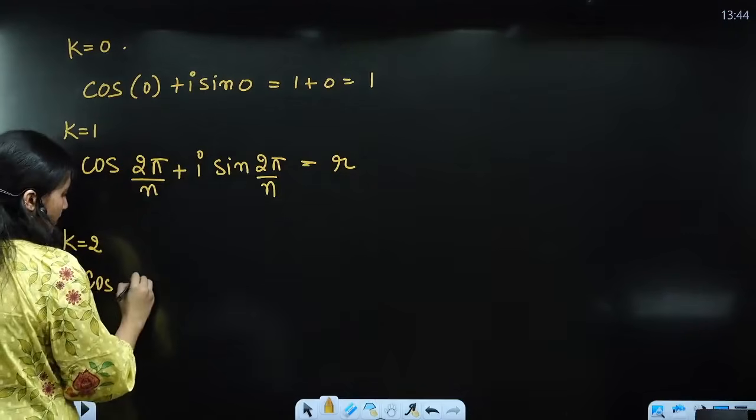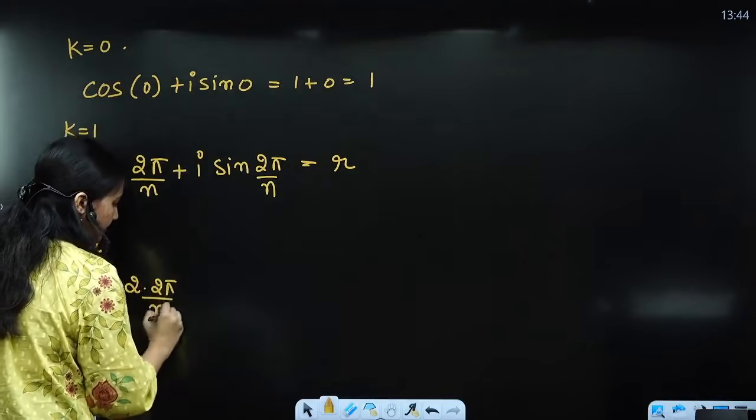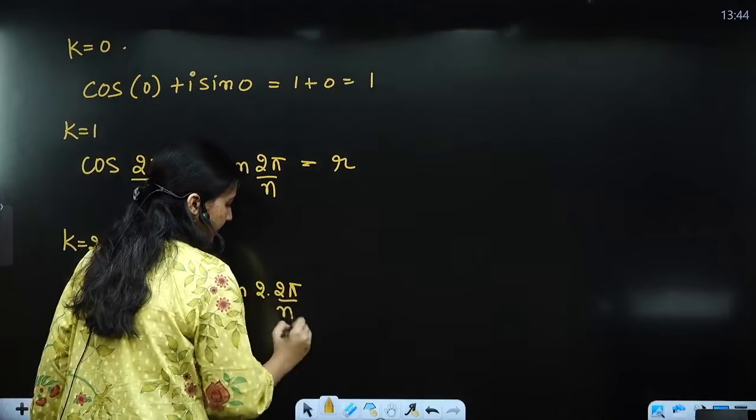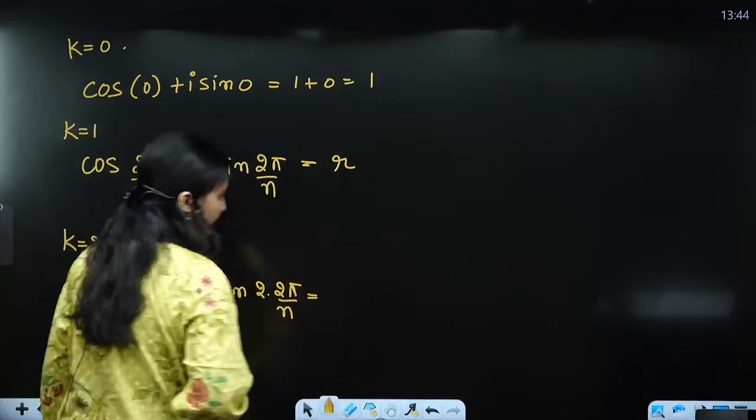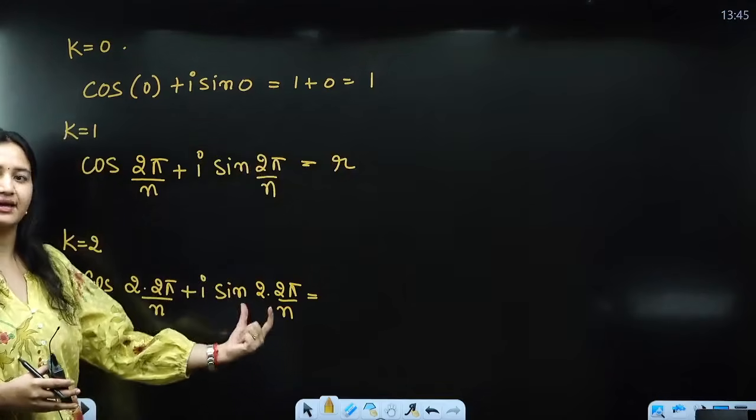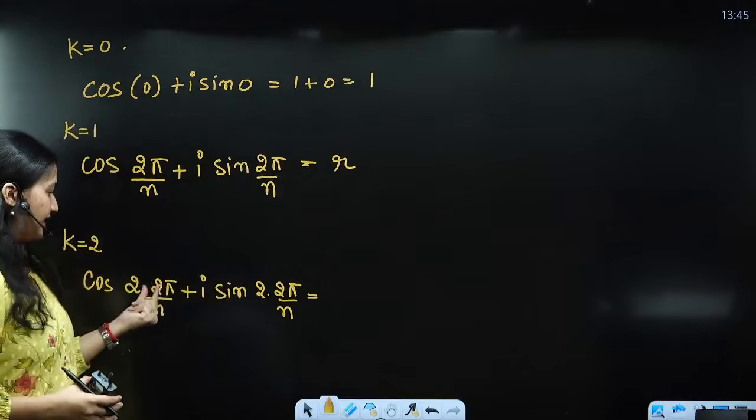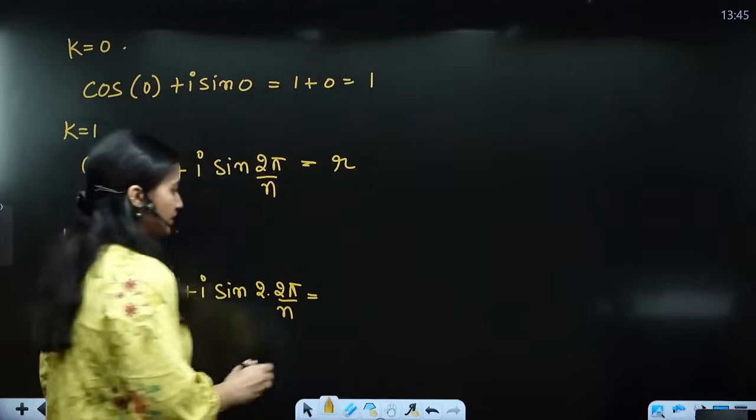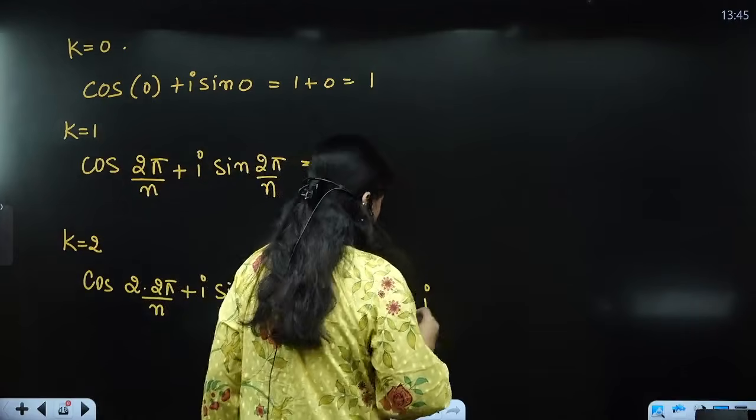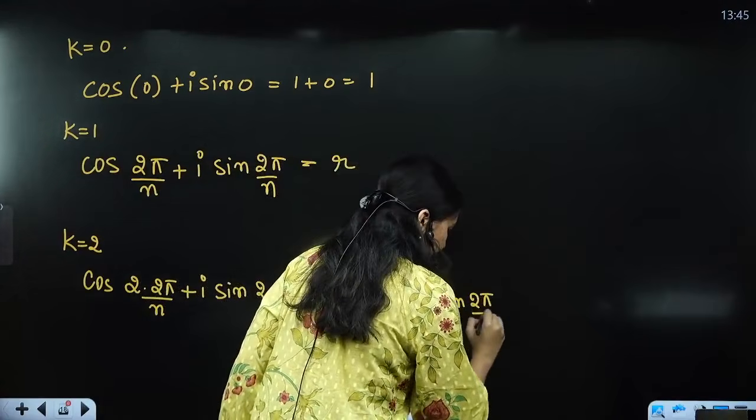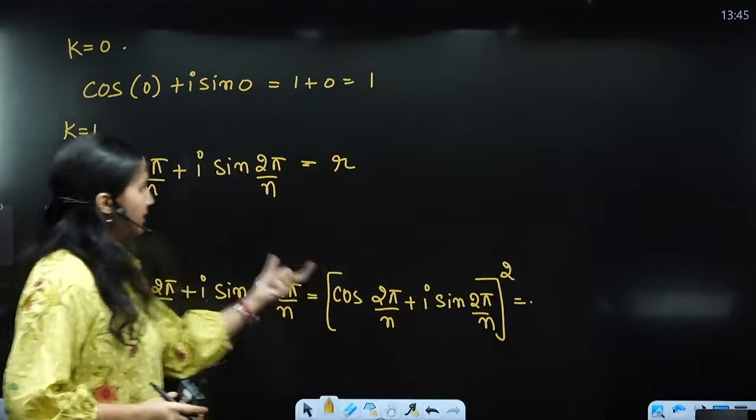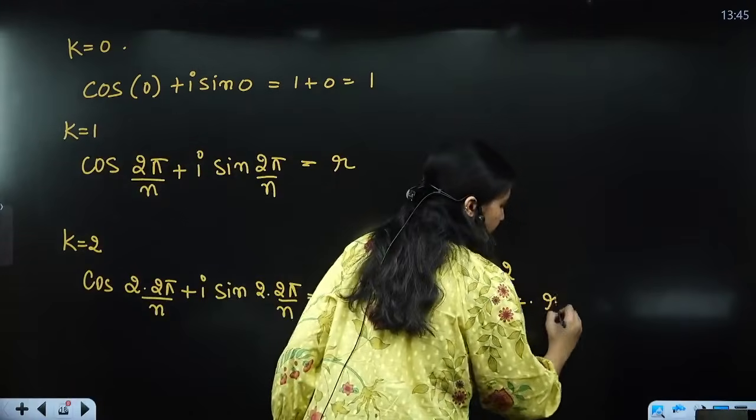cos 2 dot 2 pi by n plus iota sine 2 dot 2 pi by n. This can be written as, if I again apply De Moivre's formula, if I can bring the exponent inside the angles, the same thing I can do in reverse also. I can take this 2 in the whole power of the expression, so I can write it as cos 2 pi by n plus iota sine 2 pi by n whole to the power 2. Now this value is equal to r only, so this is r square.